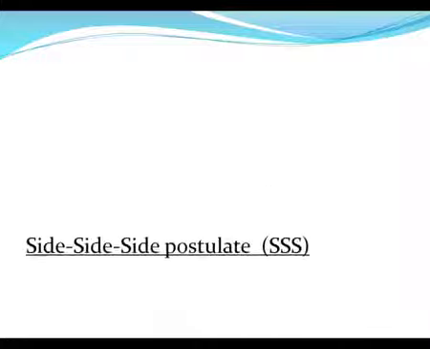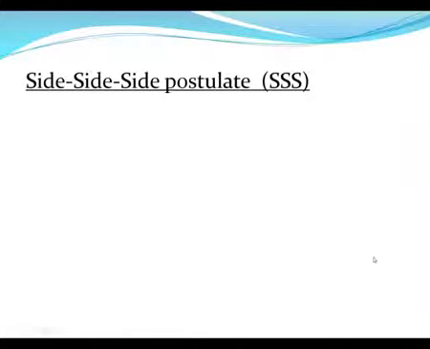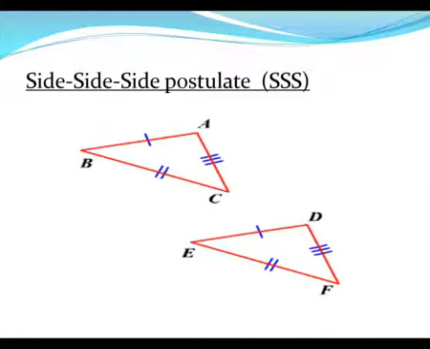Okay, so the first shortcut we're going to talk about is the side-side-side postulate, which tells us if I can show that 3 sides of one triangle are congruent to 3 corresponding sides of another triangle, guess what, you guys? That is enough information to show that your 2 triangles are congruent. Holy hot dog, right? So if you just show that all 3 sides are congruent, your triangles are congruent.